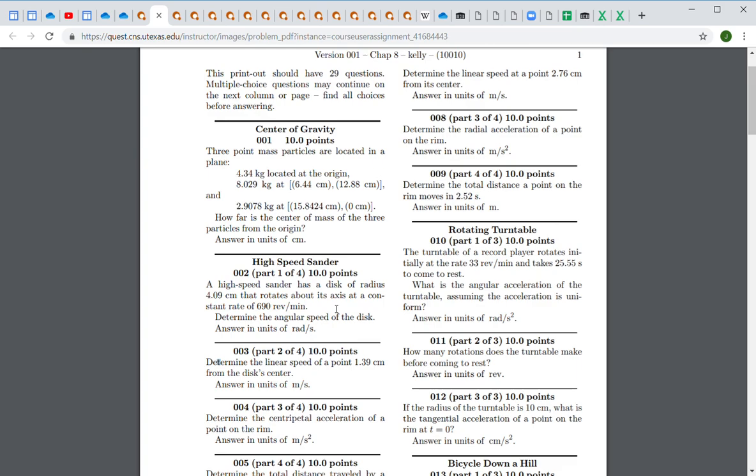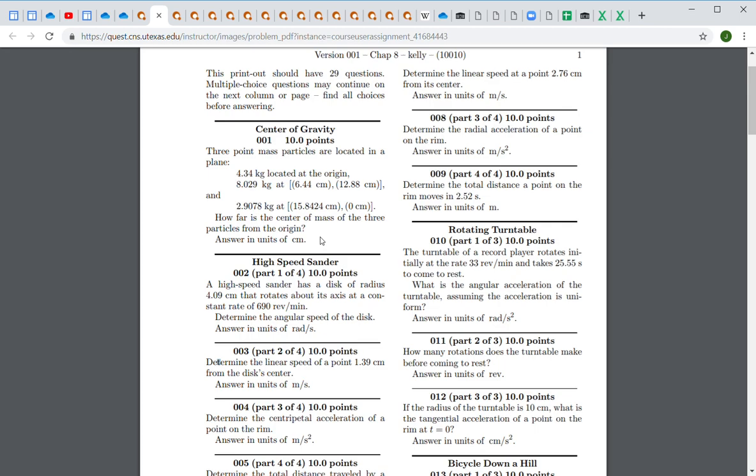3 point mass particles are located in the plane, and they give their xy coordinates and the mass of each one. How far is the center of mass of the three particles from the origin? We haven't done a lot of work with center of mass of objects that aren't continuous. We talked about the center of mass of a disk being at its center of symmetry. Here we're thinking of our object as just being the 3 point masses grouped together as a unit.